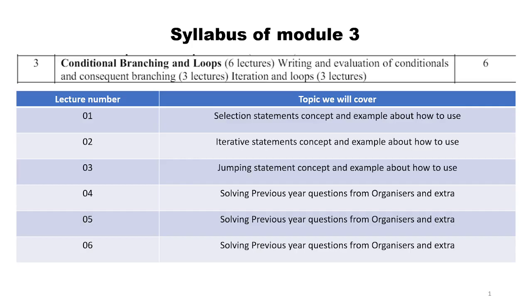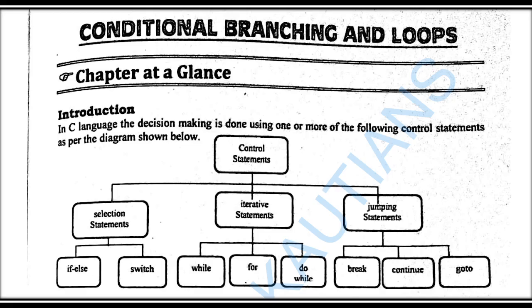Okay, so actually, in C language, I am also referring to the MAKAUT organizer, so don't worry about having to read the organizers separately. I will be covering those things. Now here it is written that in C language, the decision making is done using one or more of the following control statements as per the diagram shown below.